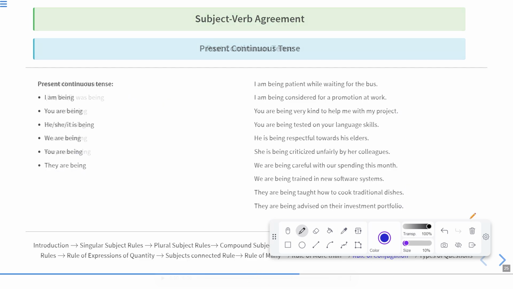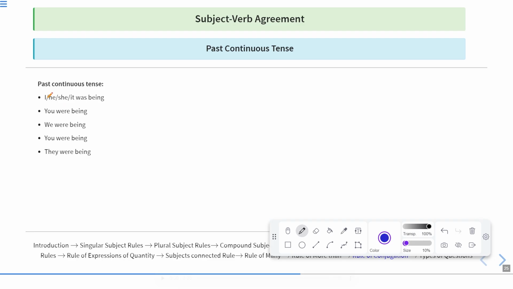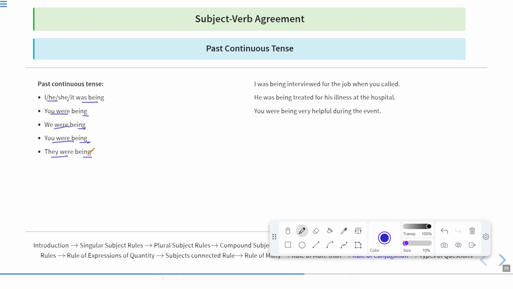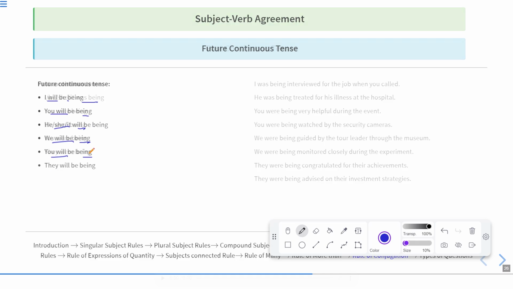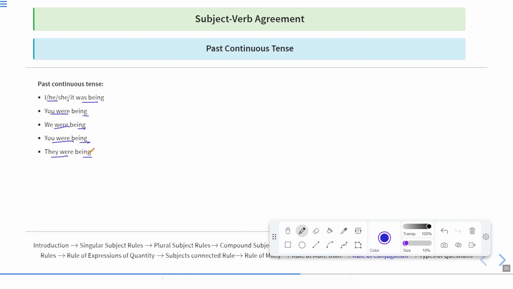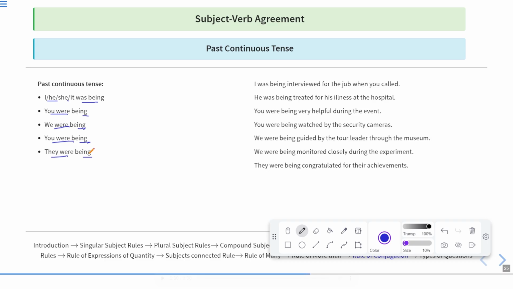Okay, now let us move to the next one. Now, this is past continuous tense. Past continuous tense: I, he, she, it was being. You were being, we were being, you were being, they were being. Okay. So I was being interviewed for the job when you called. He was being treated for his illness at the hospital. You were being very helpful during the event. You were being watched by the security cameras. We were being guided by the tour leader through the museum. We were being monitored closely during the experiment. They were being congratulated for their achievements, or they were being advised on their investment strategies. Okay. So all these sentences which we have seen over here are sentences of past continuous tense, passive voice.